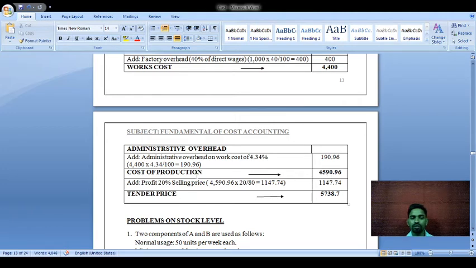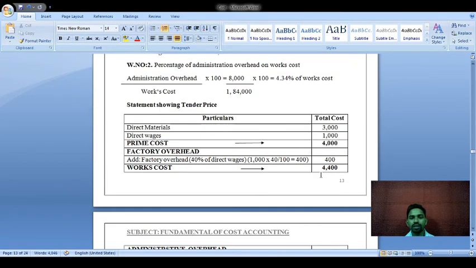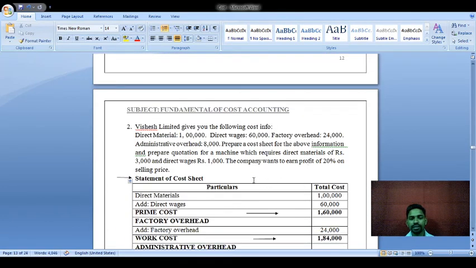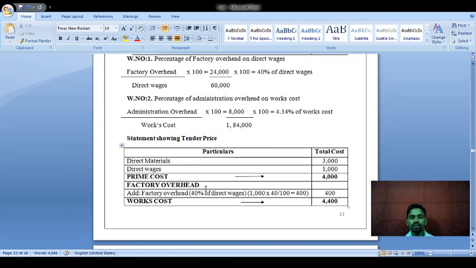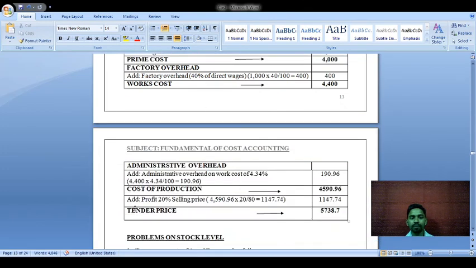This is equal to the cost of production. So we got the cost of production. Now see what is given here, the last sentence: the company wants to earn a profit of 20% on selling price. So like this you have to calculate the selling price. Add profit, 20% of selling price. And what's the selling price? 4,920.96 into 20 divided by 80.